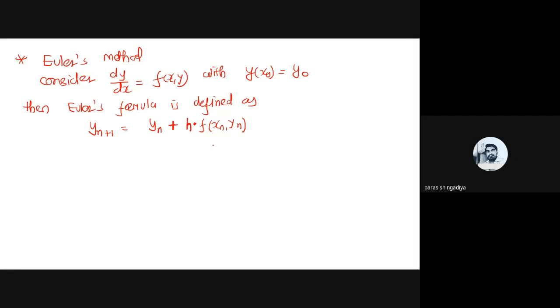So that is the equation, and for n is equal to 0, 1, 2, 3, we can predict the iterations. For n is equal to 0, the formula will be y1 is equal to y0 plus h into f of x0, y0. That is the first iteration. Then by using y1, we can predict y2. For n is equal to 1, the formula of y2 becomes y1 plus h into f of x1, y1, and so on for y3, y4, y5.